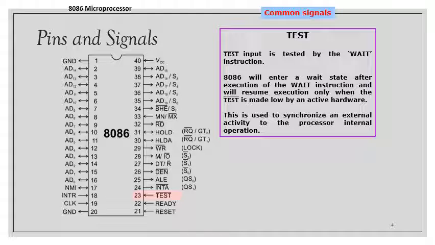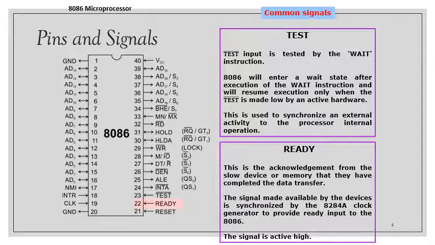Next, pin number 23, TEST. The test input is tested by the WAIT instruction. 8086 will enter a wait state after execution of the WAIT instruction and will resume execution only when the TEST pin is made low by an active hardware signal. This is used to synchronize an external activity to the microprocessor's internal operation.